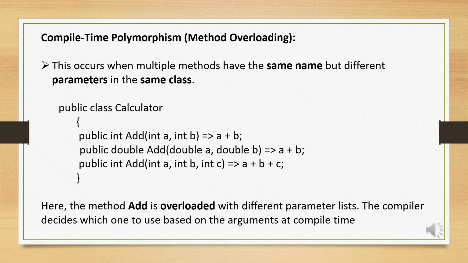Compile-time polymorphism, method overloading. This occurs when multiple methods have the same name but different parameters in the same class. In this example, all three methods are named Add, but they take different types or numbers of parameters. The compiler chooses the correct one at compile time.